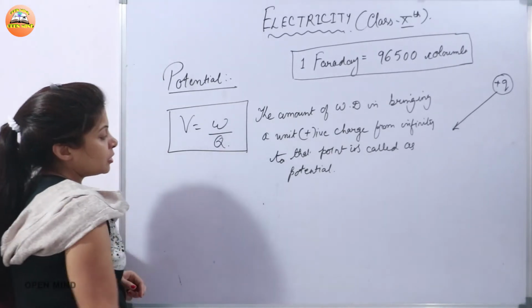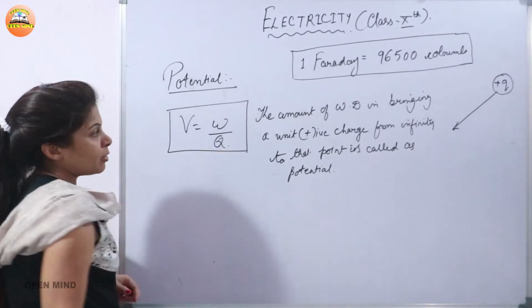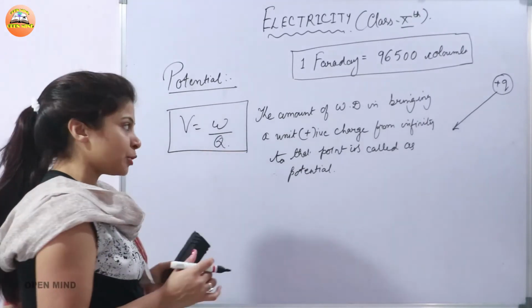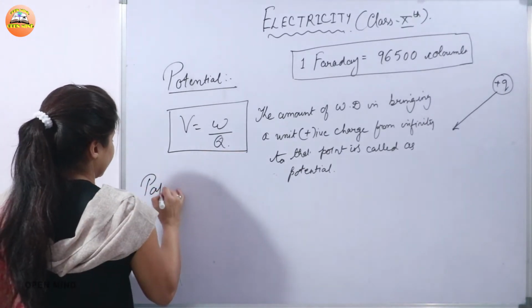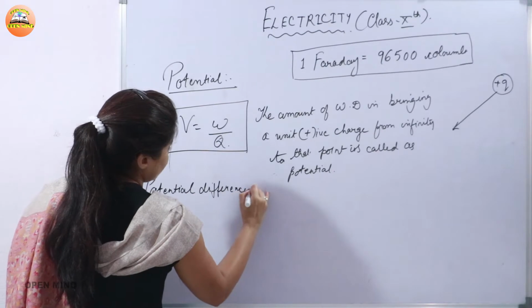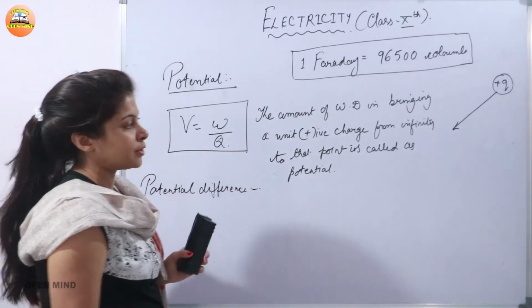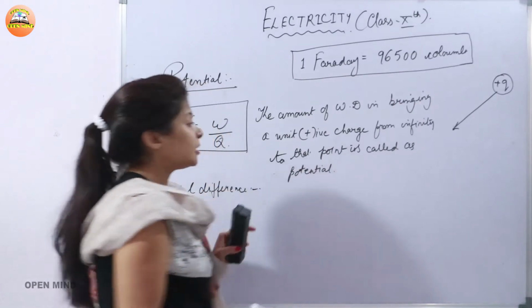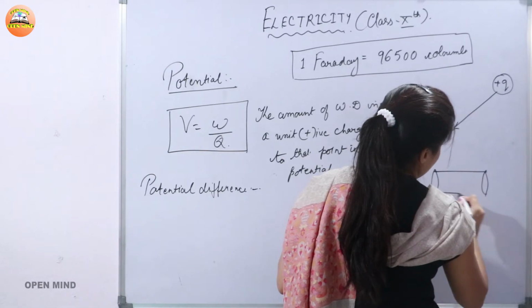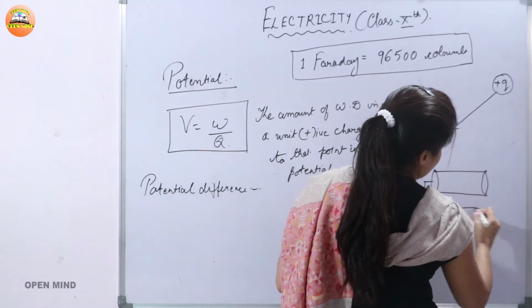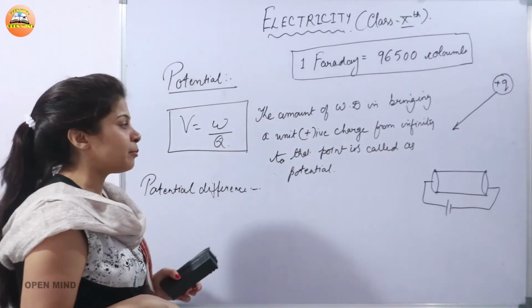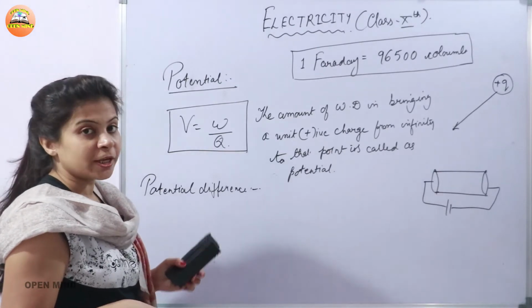So we were discussing what potential is. I told you that the amount of work done in bringing a unit positive charge from infinity to that point is called potential. Now second comes potential difference. So what is potential difference? Here we take a conductor. Suppose this is a conductor, and the amount of work done in bringing a unit positive charge from one end point of the conductor to the other end point of the conductor is called potential difference.